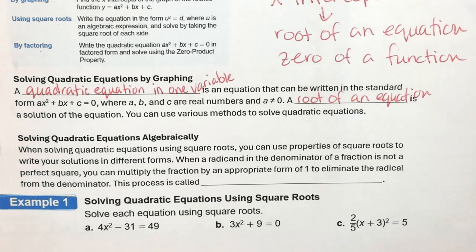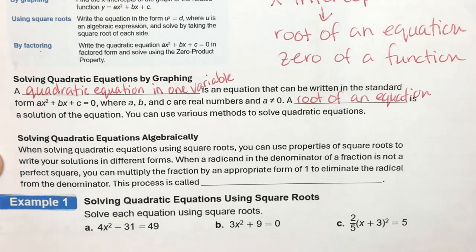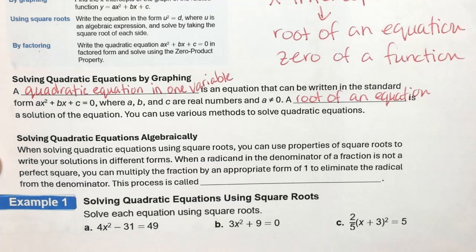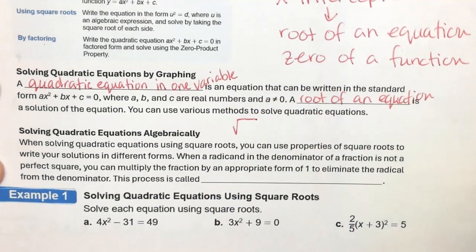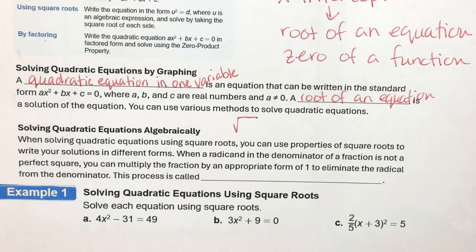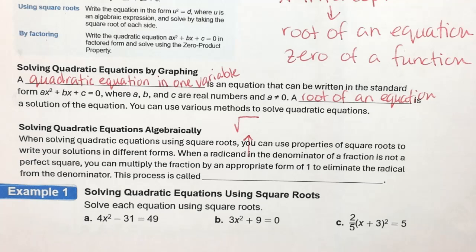Solving equations algebraically. Algebraically is using math instead of graphs. When you solve quadratic equations using square roots, you can use properties of square roots to write your solutions in different forms. When the radicand, I know some of y'all are like, what is that? This is your radicand, your square root symbol.